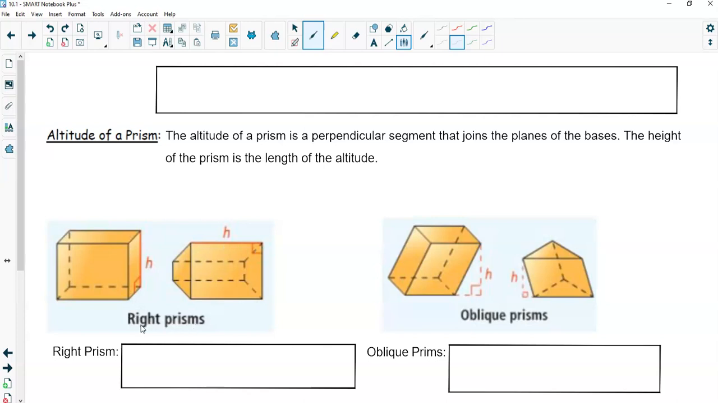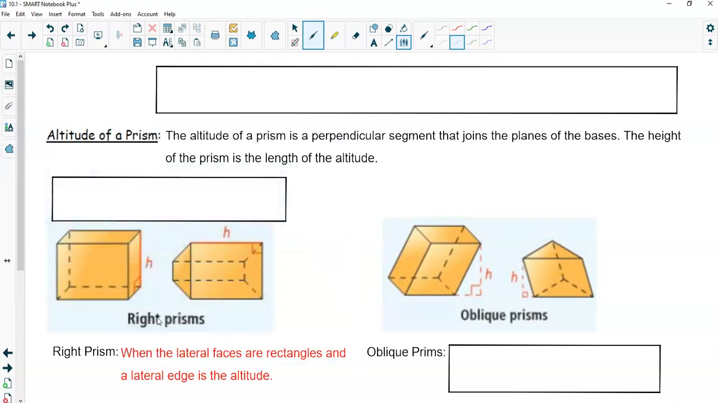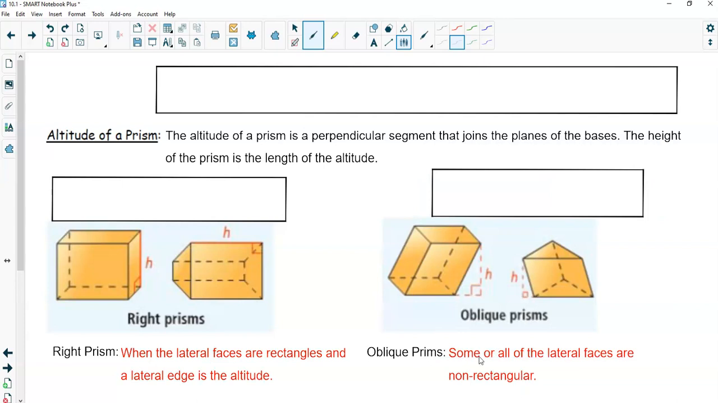Okay, this is a right prism. A right prism is a prism where the lateral faces are rectangles and a lateral edge is the altitude. So the lateral faces are rectangles and the lateral edge is the altitude or the height of the prism. While an oblique prism, okay, is one where some or all of the lateral faces are non-rectangular.